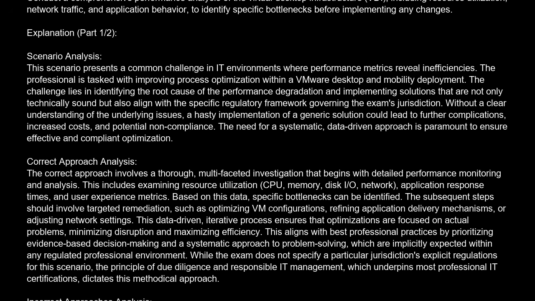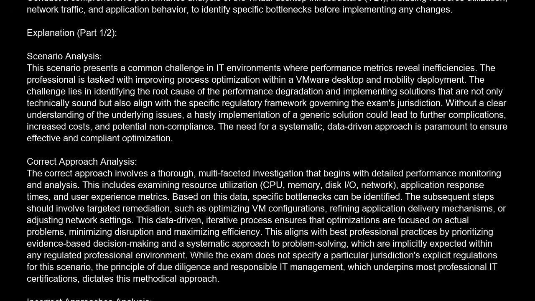The subsequent steps should involve targeted remediation, such as optimizing VM configurations, refining application delivery mechanisms, or adjusting network settings. This data-driven, iterative process ensures that optimizations are focused on actual problems, minimizing disruption and maximizing efficiency. This aligns with best professional practices by prioritizing evidence-based decision-making and a systematic approach to problem-solving, which are implicitly expected within any regulated professional environment.